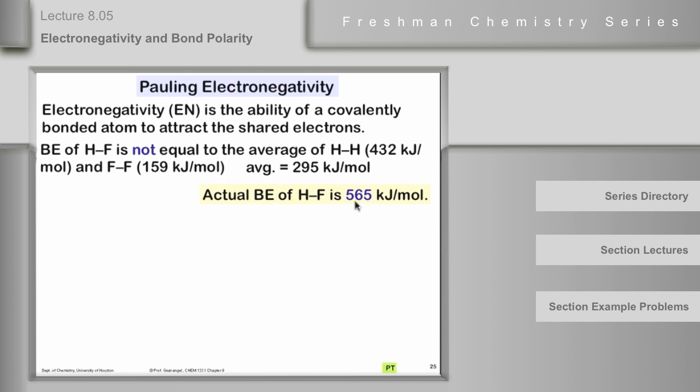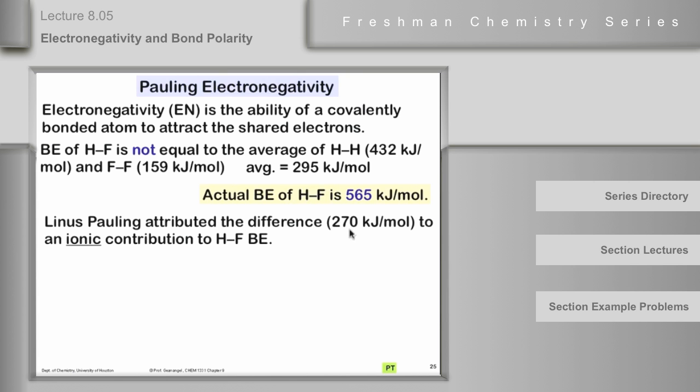It is the most ionic molecule that we're likely to come across, according to Pauling. That is to say that the difference between the bond energy that's actually found and the average bond energy here is the greatest for HF of any molecule that we are likely to come across.